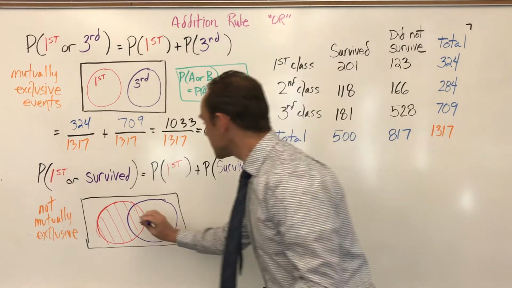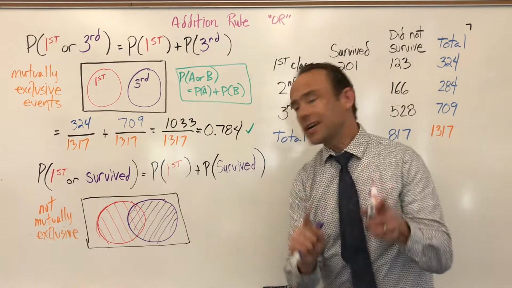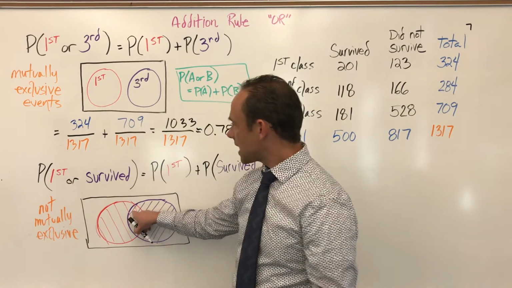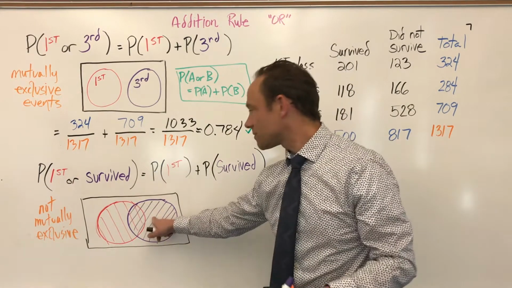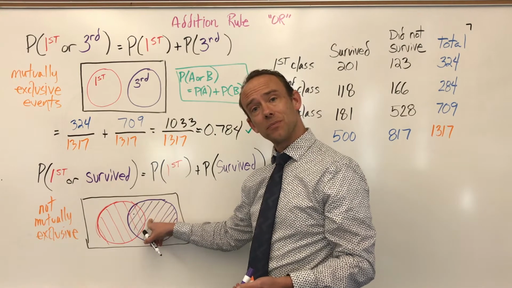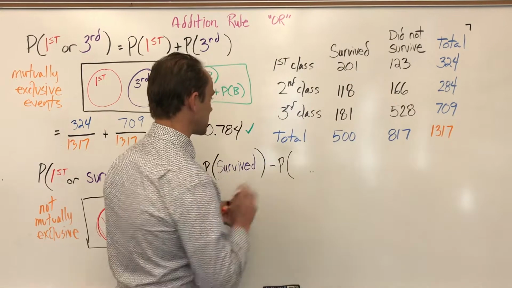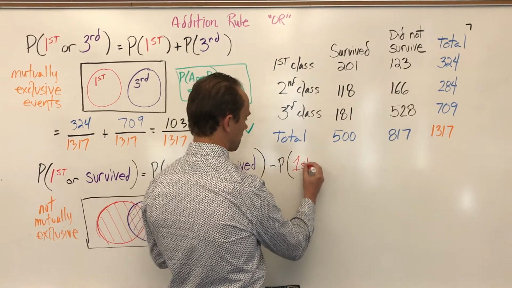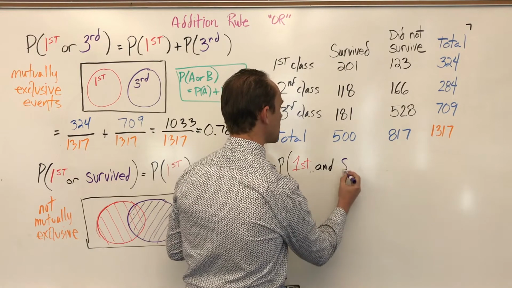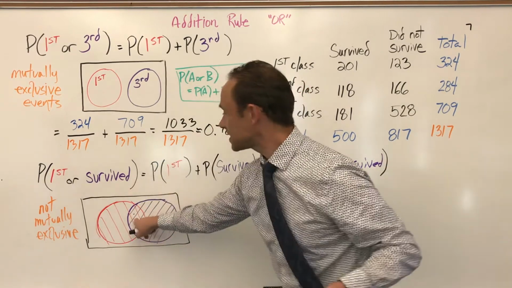But you can see the issue here is that, look, there's overlap. So what you've done now is you've actually overcounted the middle part. And the middle part is actually where both first and survived is true. Like every dot in here is inside the red circle and the purple circle. And so what you have to do is you have to subtract the probability, and I'm going to use first and survived, i.e., you've got to subtract out the overlap. You've got to subtract out that part.